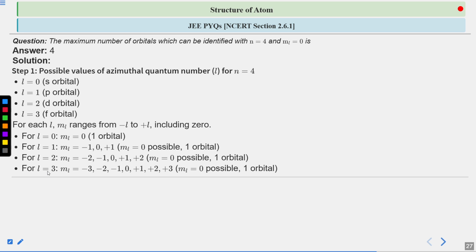Now for L equals 3, ml is minus 3, minus 2, minus 1, 0, plus 1, plus 2, plus 3. ml equals 0 is possible, that means one orbital. So we have to tell, for n equals 4 and ml equals 0, the number of orbitals. ml 0 is present in L equals 0, 1, 2 and 3, in all the 4, right? That's why we are saying that the maximum number of orbitals with these two quantum numbers is 4.